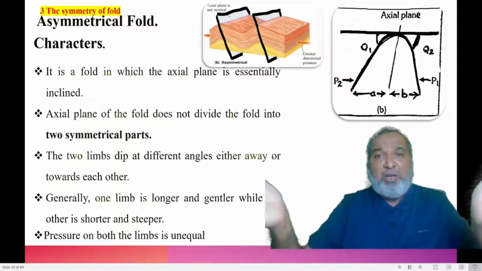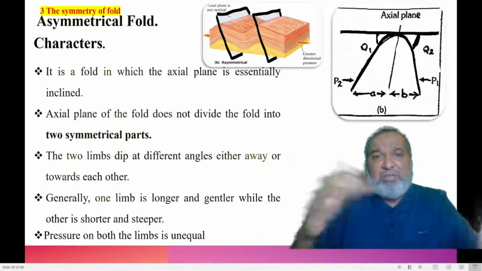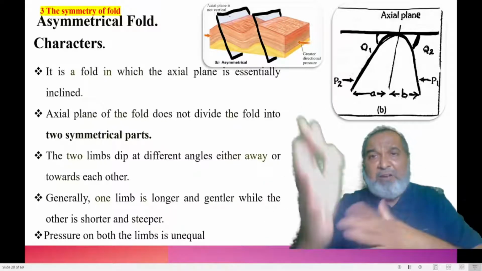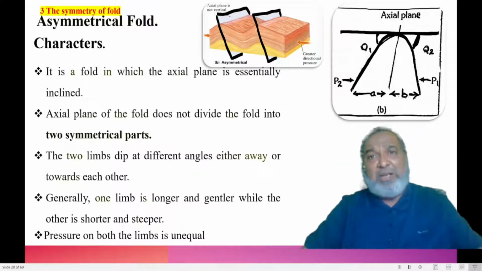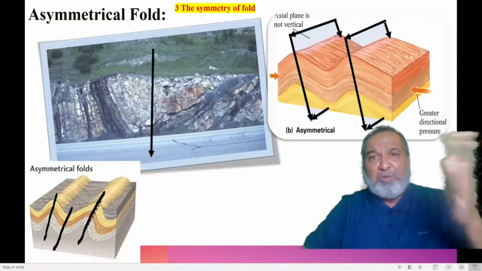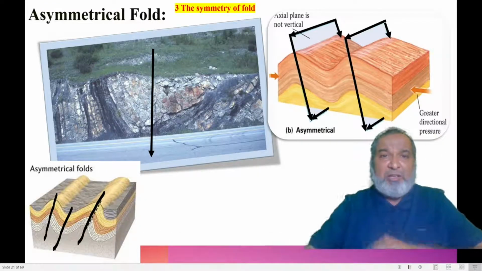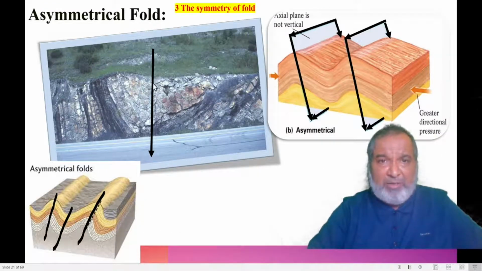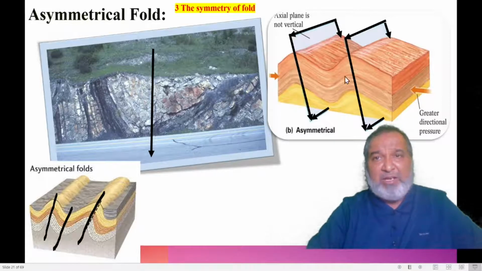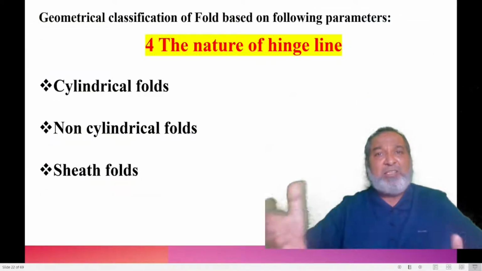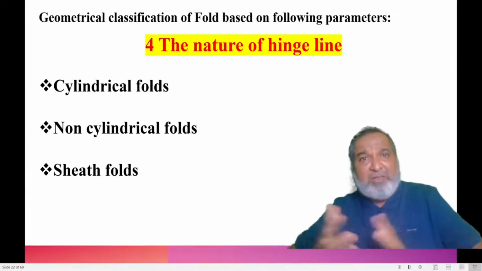The limbs are dipping in the opposite direction. Because of the forces applied, on one side the force will be major, so that side will be compressed more, and that will be the steep side. Here you can see the base diagram I drew, with the axial plane drawn, and the limbs now show an asymmetrical fold. Here again we have asymmetrical folds. So symmetrical and asymmetrical folds are done, based on symmetry.